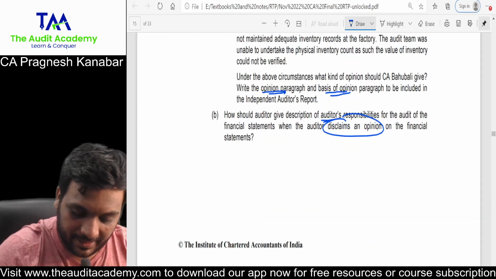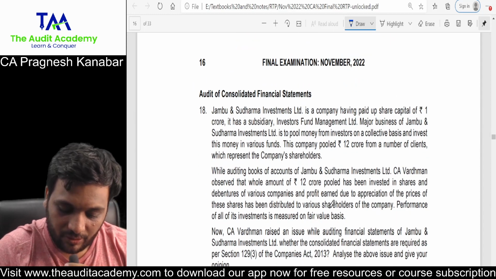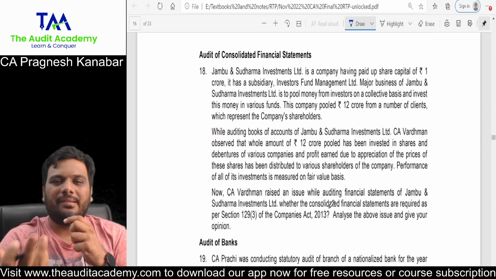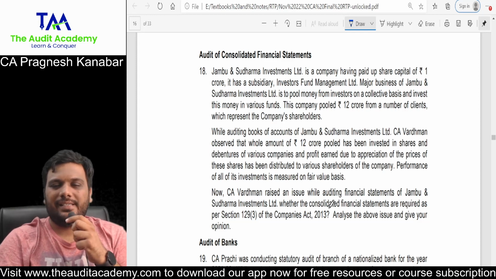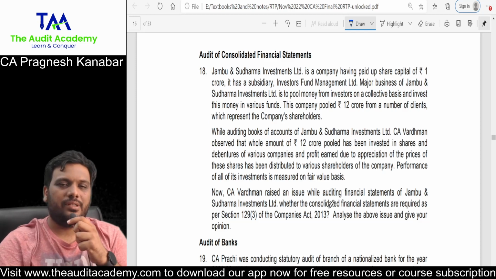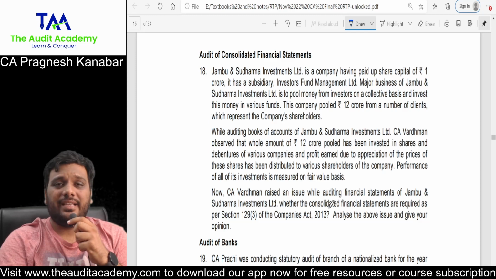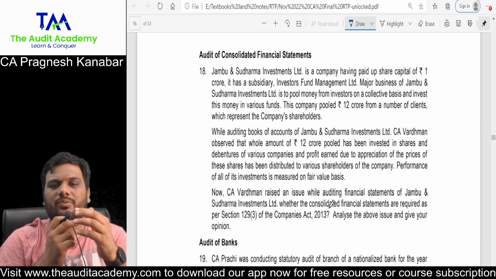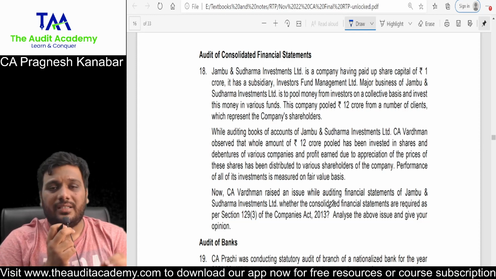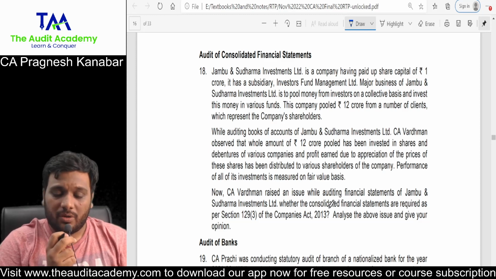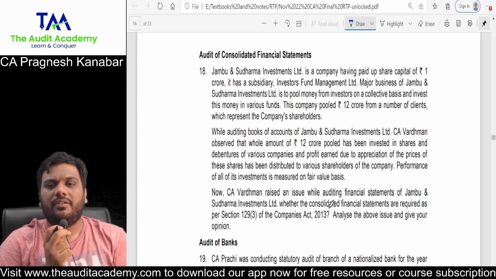Okay. Now, next is audit of CFS. A very simple question. This is testing your knowledge of Ind AS 110. Now you know that if an entity is an investment entity in Ind AS 110, then in that case it is exempted from preparation of CFS. But what are the conditions for an entity being an investment entity?